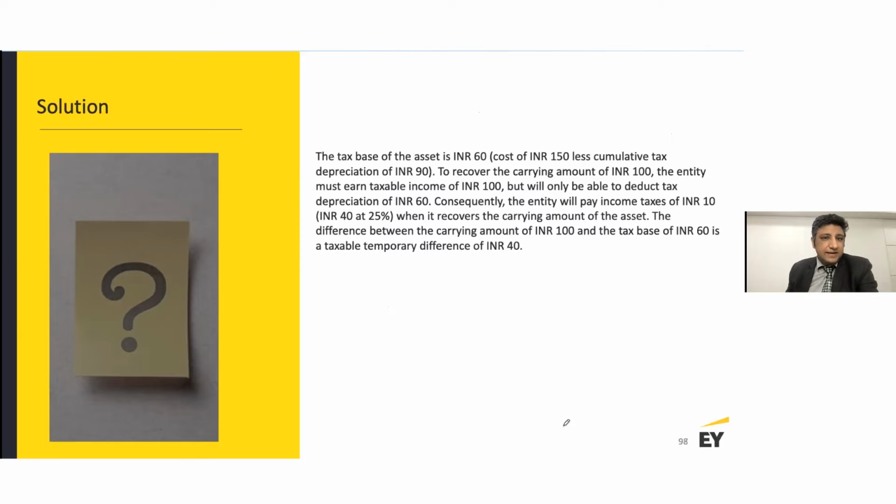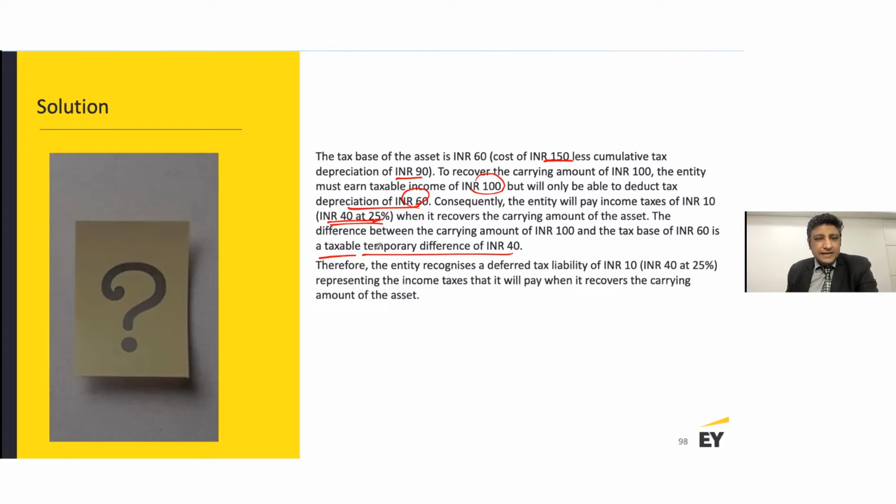It says that the tax base of the asset is 60 rupees. We have calculated that, 150 minus 90. And then it's mentioned that to recover the carrying value of 100 rupees, the entity must earn a taxable income of 100, but would only be able to deduct the tax depreciation of 60 rupees, which means that we'll have to pay taxes on this difference of 100 minus 60. And what is the tax rate? Of course, it is given at 25%, right? And that's the reason why this temporary difference could be referred to as a taxable temporary difference, and a DTL, a deferred tax liability of 10 will be calculated on the same. And that's what is provided.